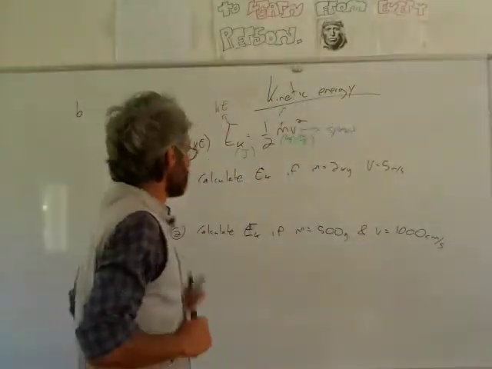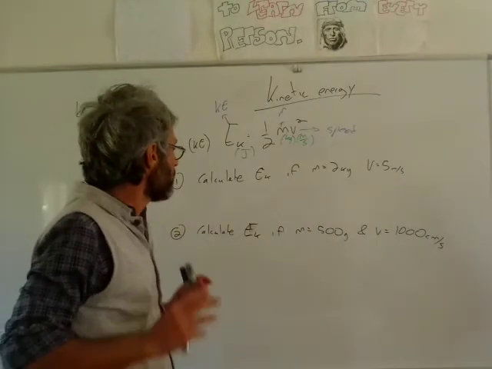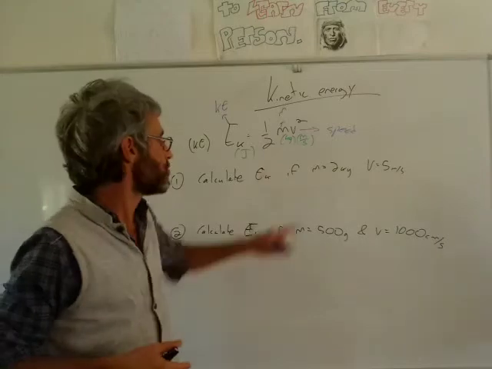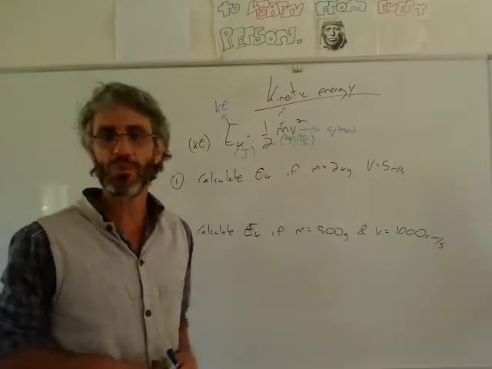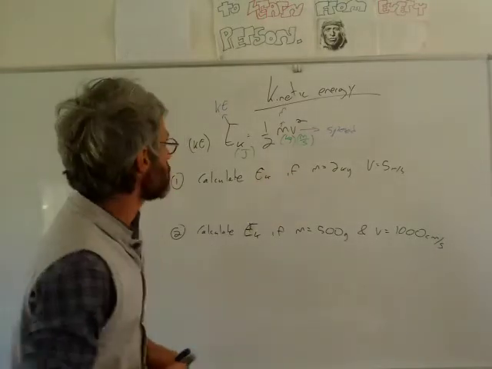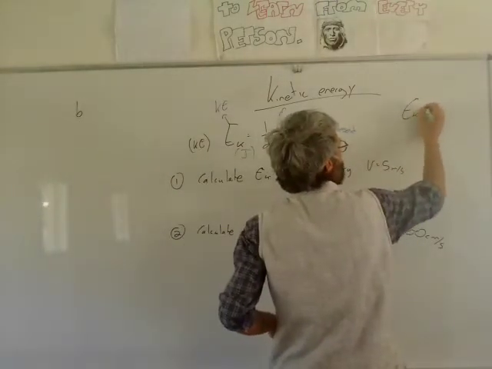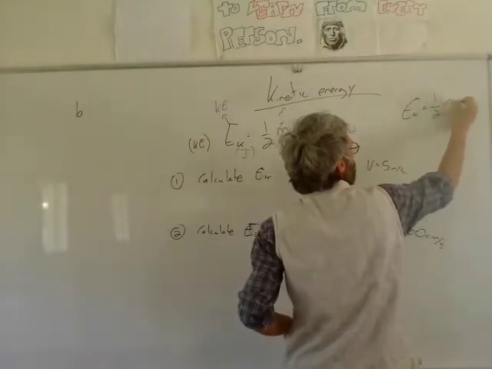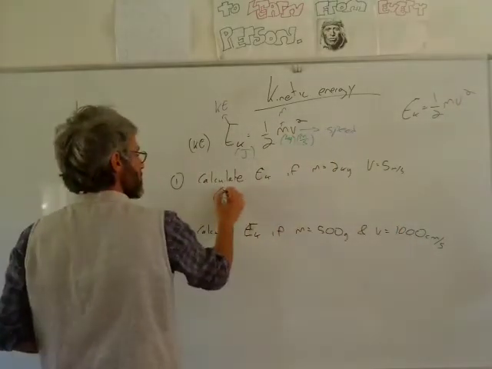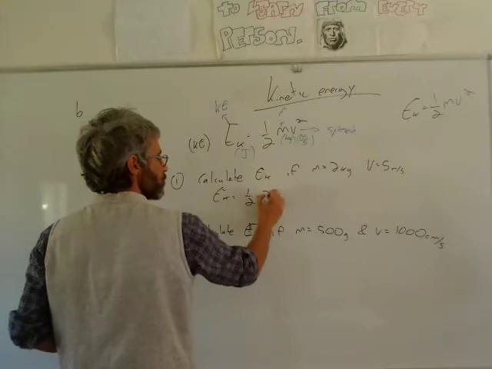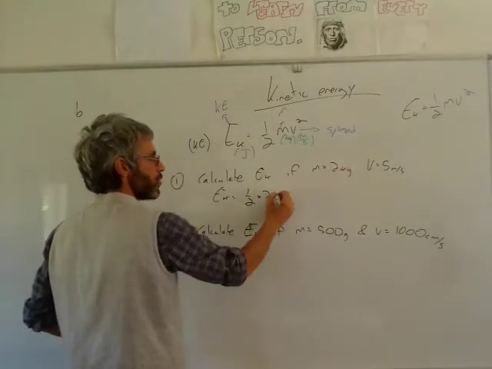Okay, so, first one, very easy. Calculate the kinetic energy if you know that the mass of an object is 2 kilograms and the speed is 5 meters per second. So we simply use that equation. Okay, I will write it down here. EK equals half mv squared. EK, kinetic energy, will be equal to half times the mass, which is 2, times the speed squared, which is 5 squared.